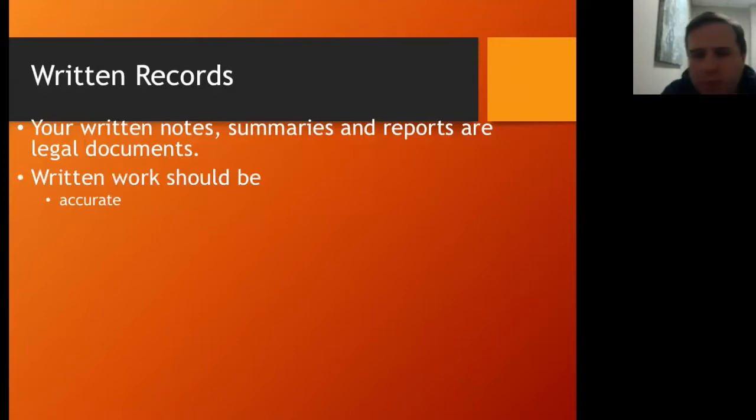The dates need to be correct. The times need to be correct. The duration of the time that you're with them needs to be correct. They've got to be timely. You can go to court and they'll say, oh, it looks like you just wrote this progress note 2 days ago. You need to make them within a specific amount of time that's necessary for your agency.